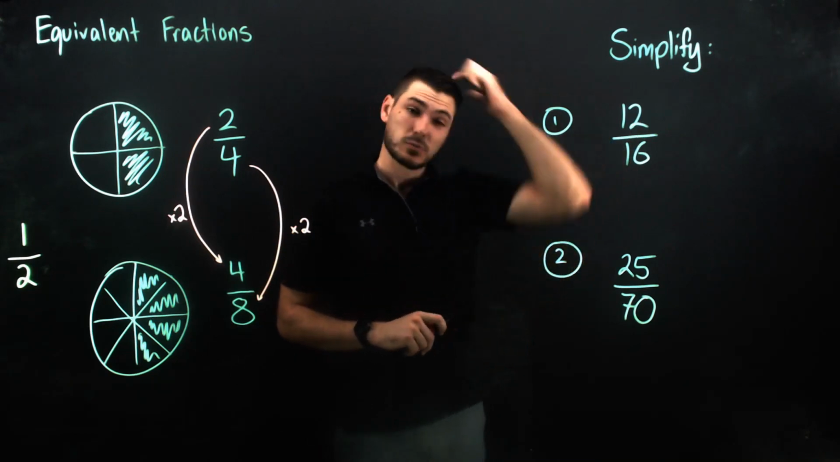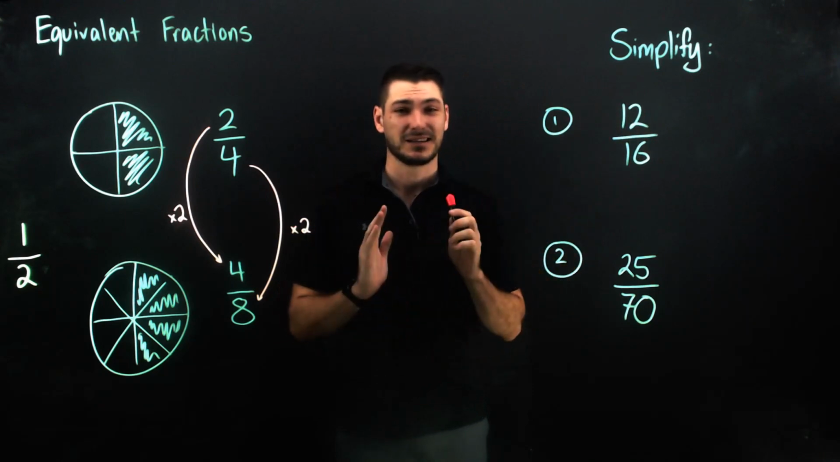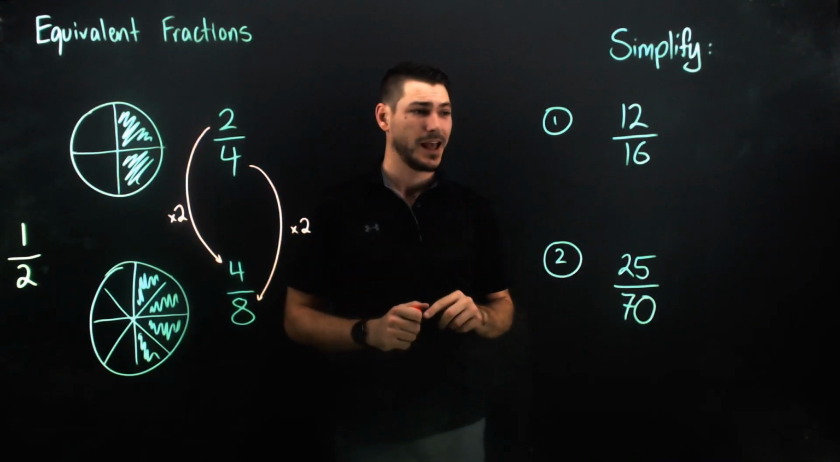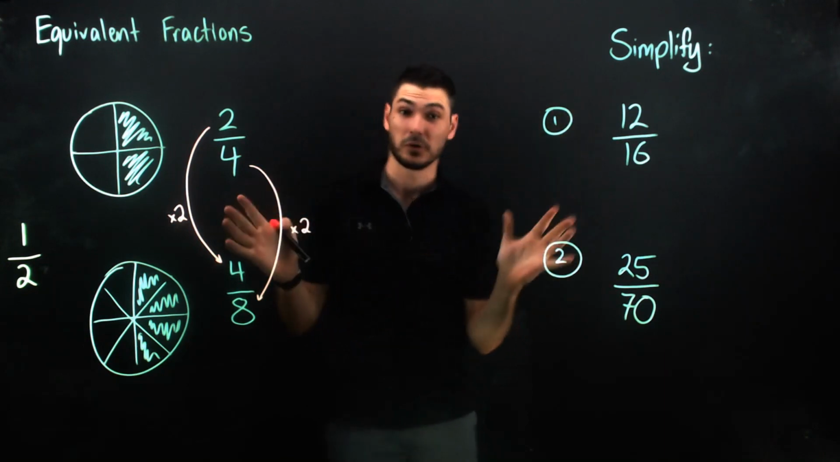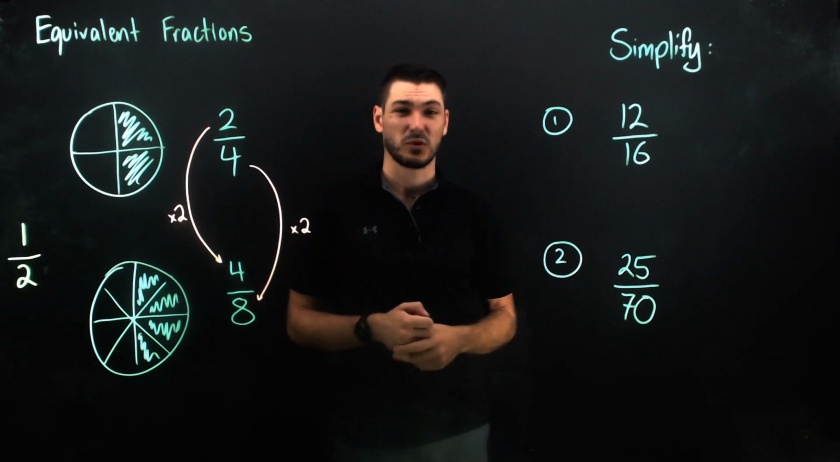Looking at this one, they're both even numbers. So worst case, I can halve them. And spoiler alert, 4 goes into both of those numbers. 4 goes into 12 3 times, and 4 goes into 16 4 times.